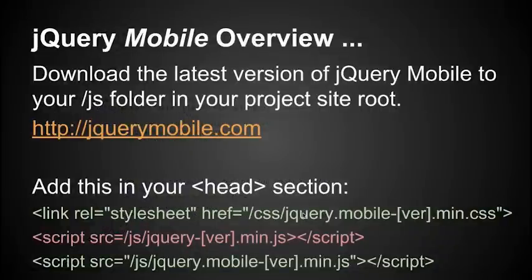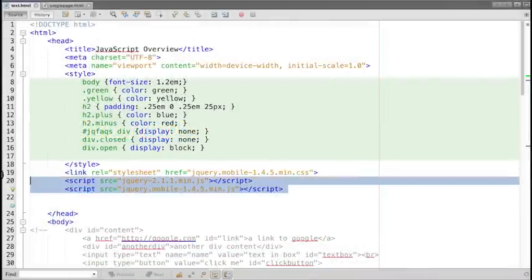So just like with jQuery, you can download the latest version of jQuery mobile to your JavaScript folder. And you get that at this URL here. And then you add the jQuery mobile CSS to your CSS folder and the JavaScript to your JavaScript folder. jQuery mobile JavaScript. And this has to come after the jQuery library. So here, we've done that here.